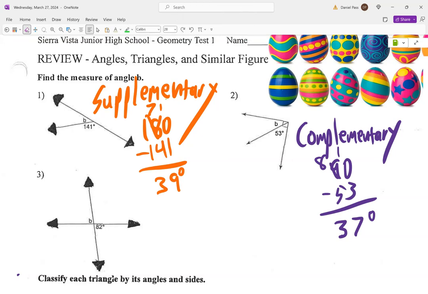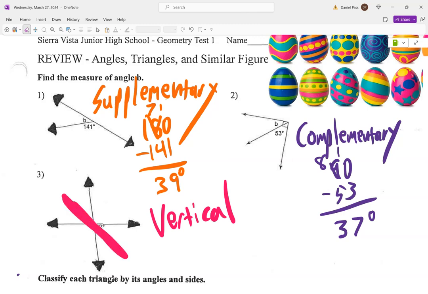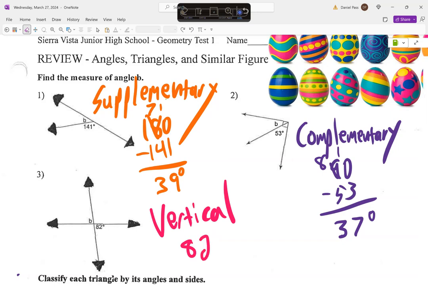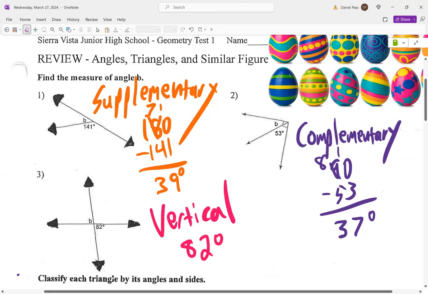So how do we do this one, sir? Since it's a vertical angle, it's the same thing on both sides. Any vertical angles that are across from each other are the same size, equal. So B is equal to 82. Remember when we did the sticks? You gotta remember that.